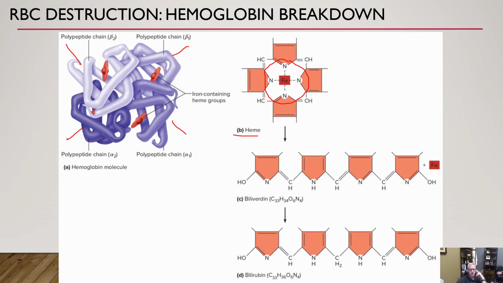And then as we break up the heme, we're going to break it up into this biliverdin, and we're going to release that iron. And then later on, we're going to convert that biliverdin into bilirubin. So iron is just a component of heme.